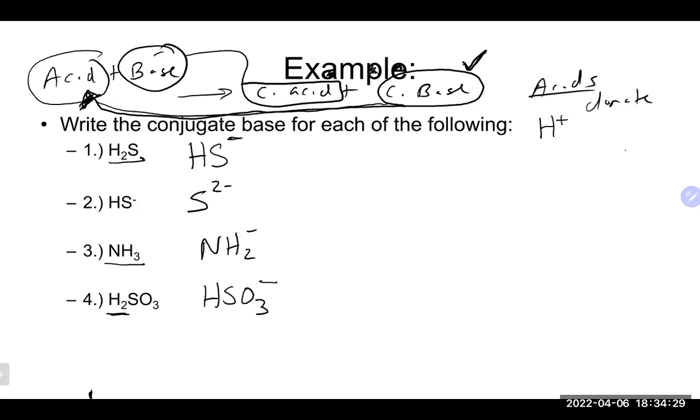In this case, because we're writing the conjugate base, that means everything that we started with was an acid, which means when it loses that H plus, it does become one more negative. Yeah.